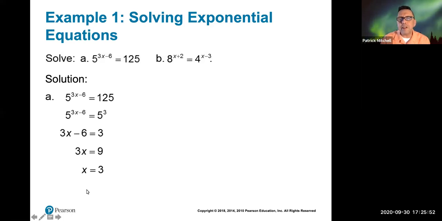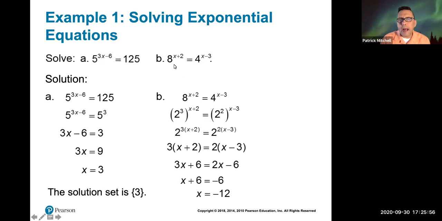Now, the second one is just a little more complicated. What happens in this one is I may not know off the top of my head how to write 8 as a power of 4. But what you can do is write both 8 and 4 as powers of 2, right? So you rewrite 8 as 2 to the power 3. You rewrite 4 as 2 to the power 2.